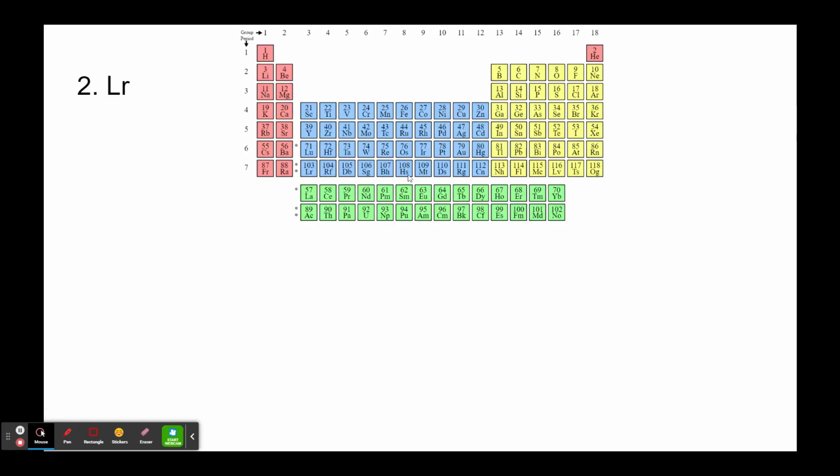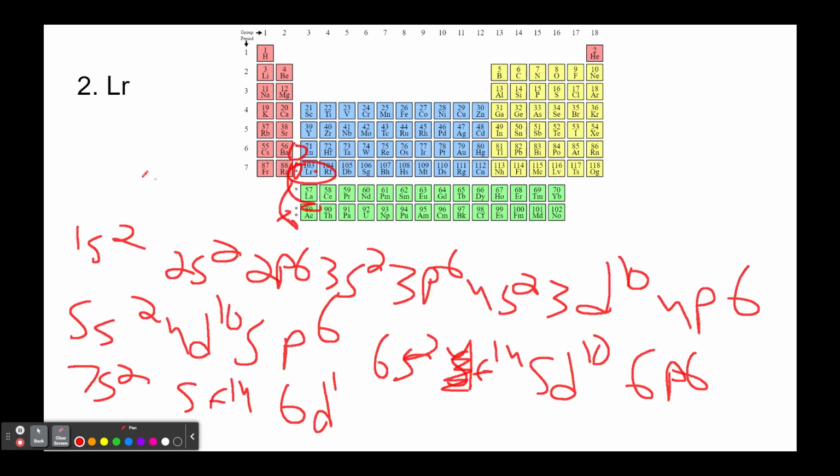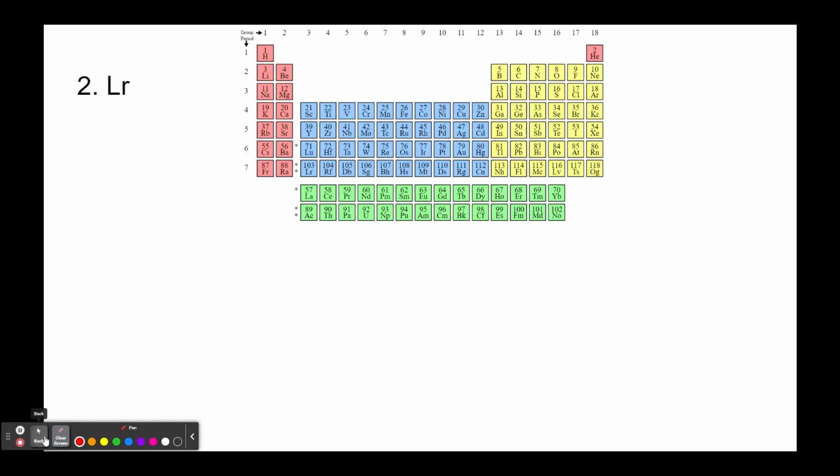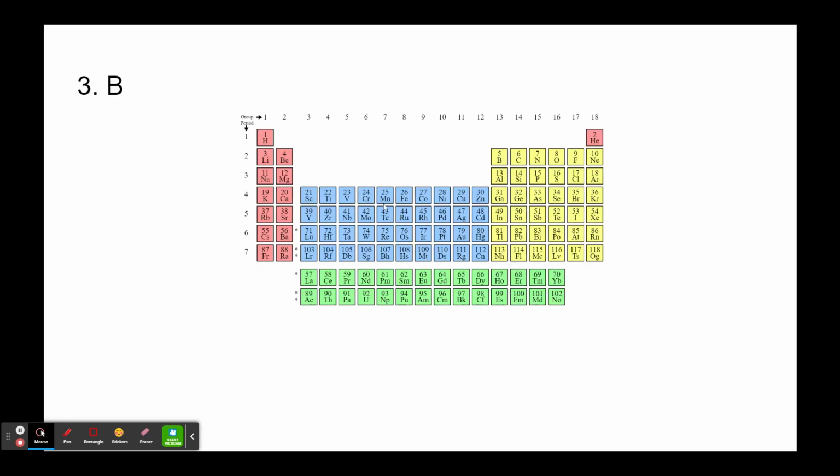All right, now we're going to do lawrencium, which is right over, right here. So there's your full one. So there you go. And that's for lawrencium. And finally, we're going to do boron. So boron's pretty easy, so it's a nice way to end off.